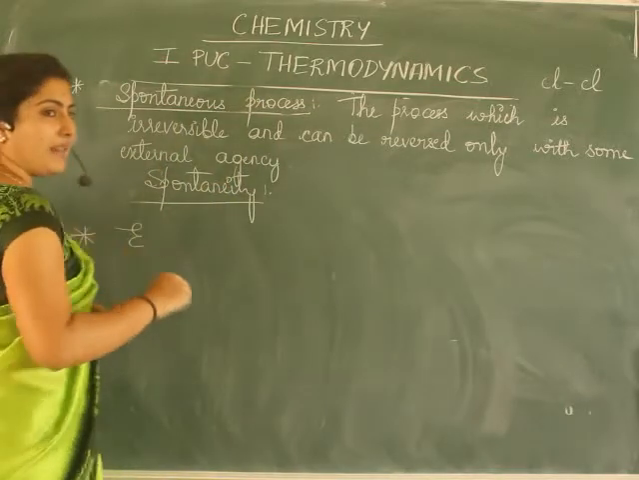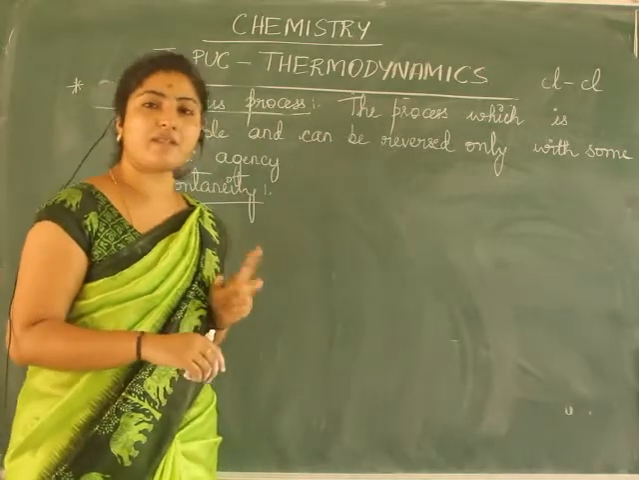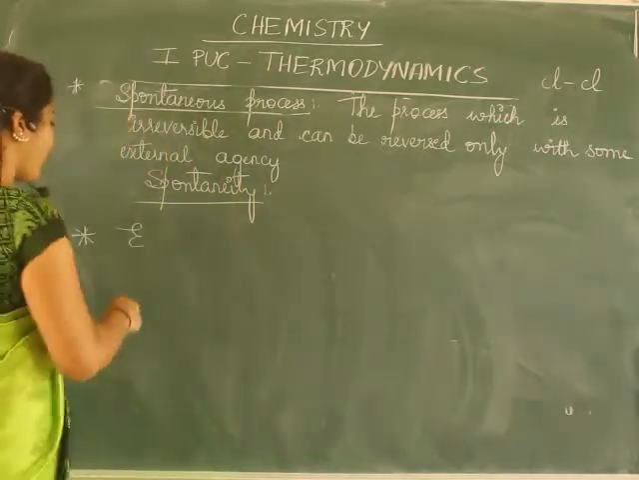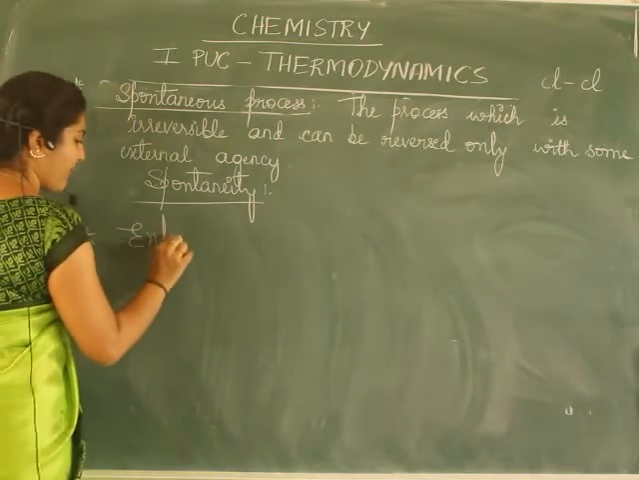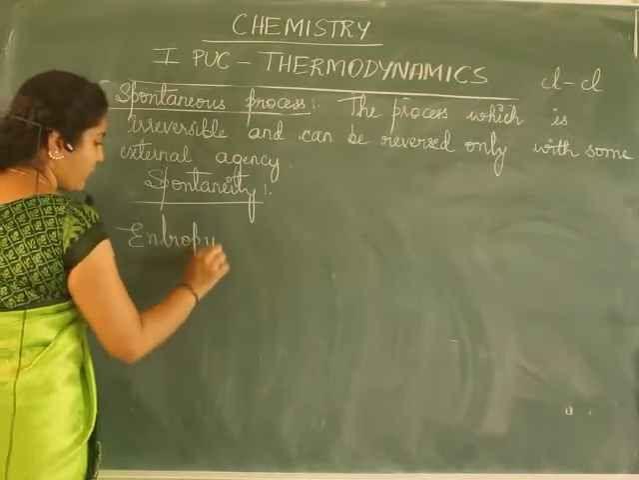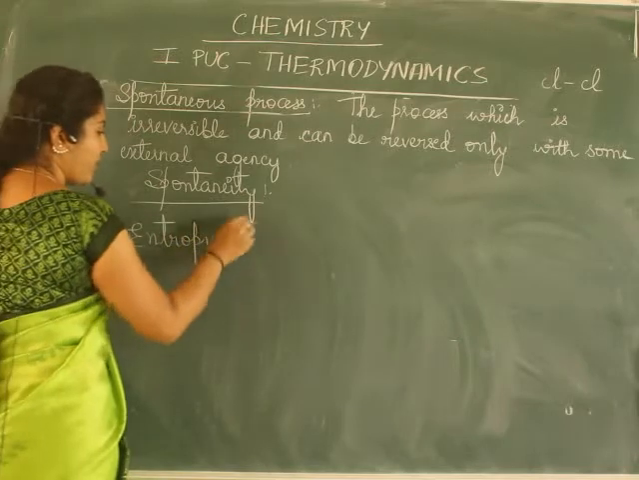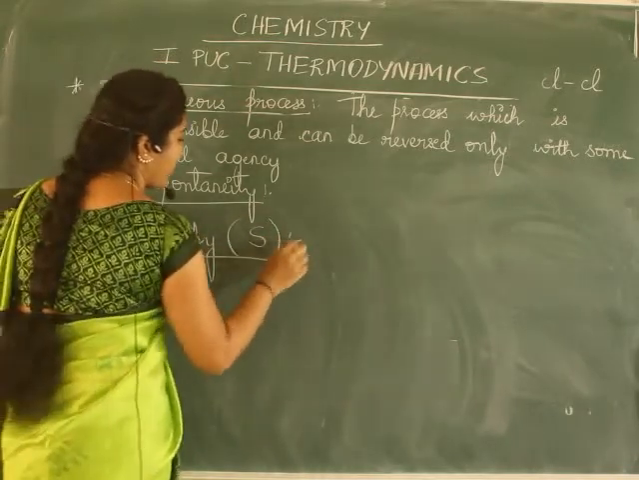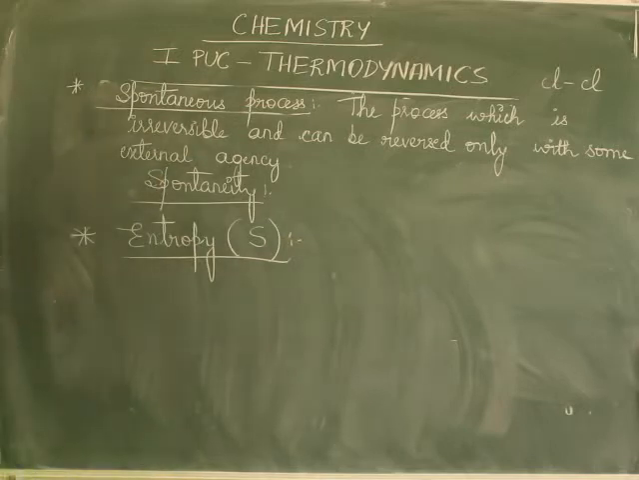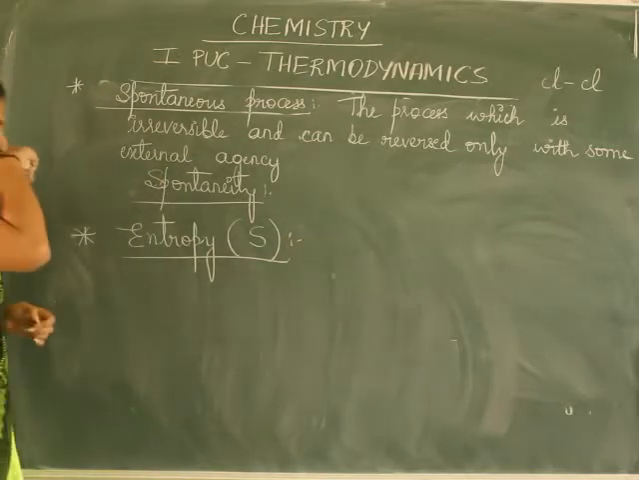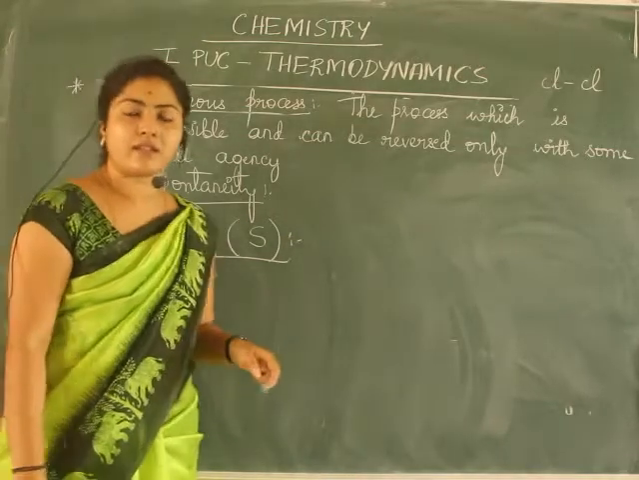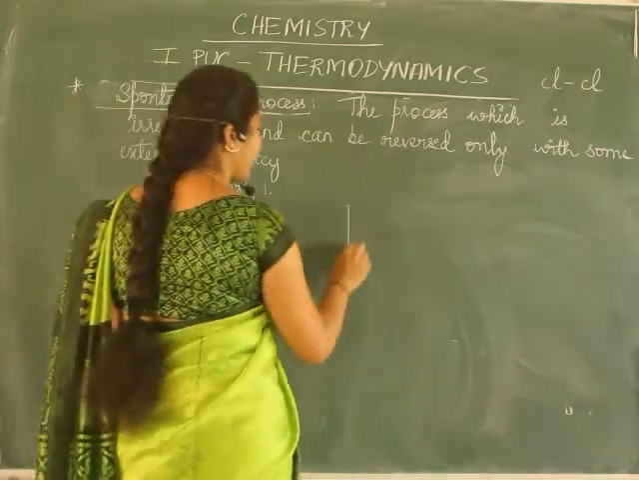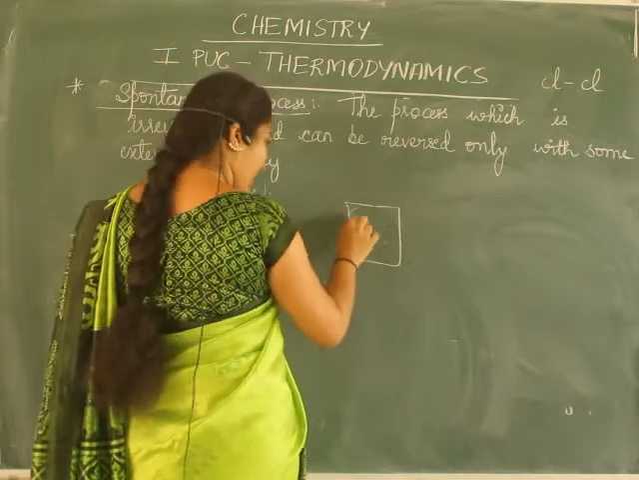You know what is enthalpy, isn't it? Enthalpy is the heat content of the system you study. This is entropy, E-N-T-R-O-P-Y. And the denotation of entropy is capital letter S. Entropy means the measure of disorderness. Now say for example, we will consider a solid system.